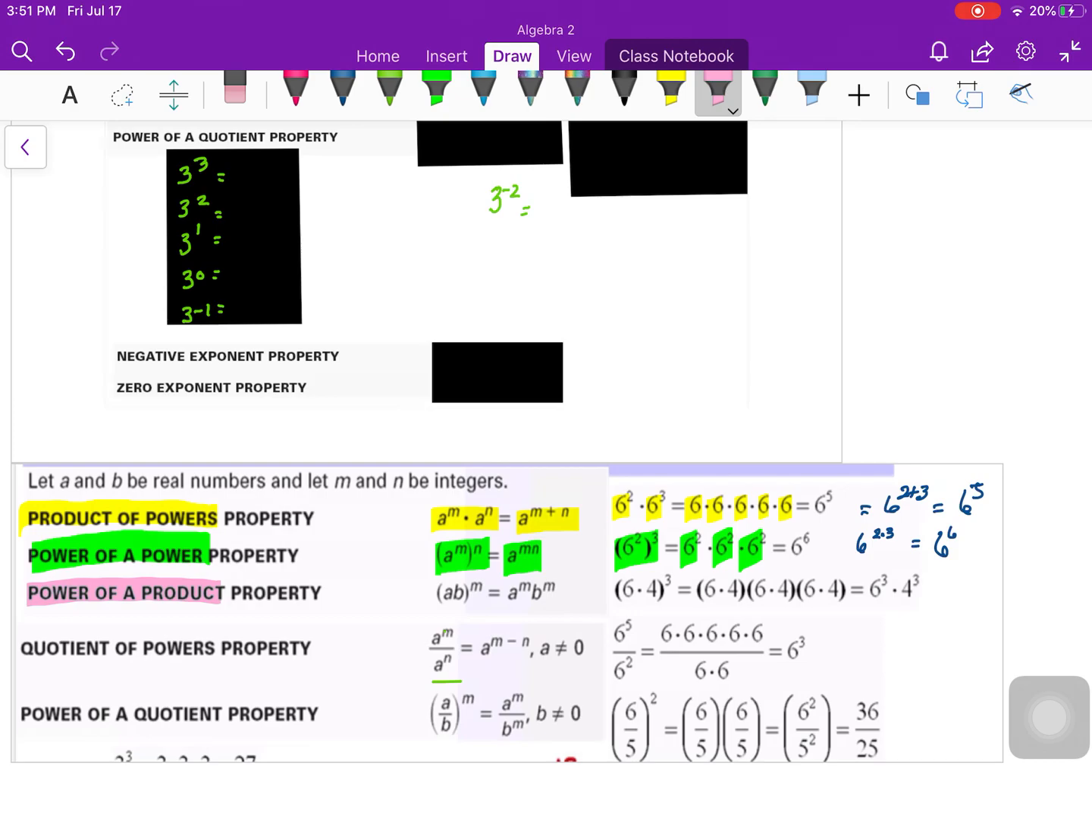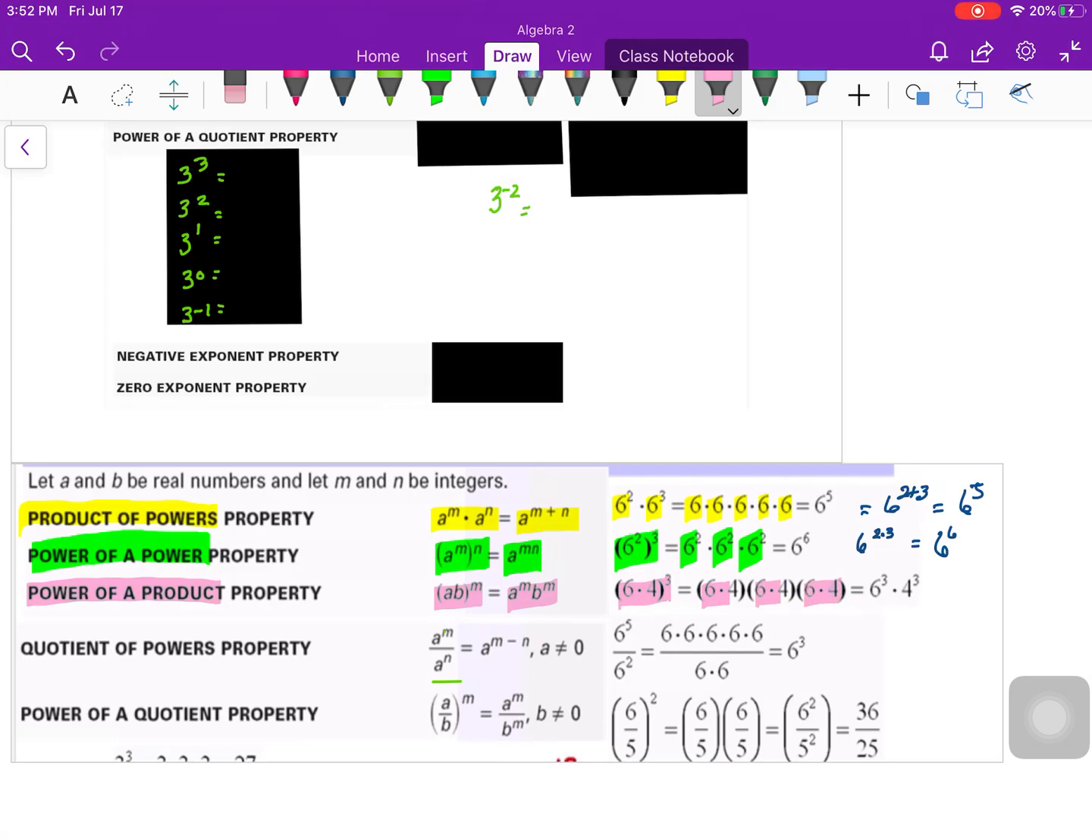The next one is power of a product. So we're going to have a product, which means two numbers multiplied together and then raised to a power. ab raised to the m means a to the m, b to the m.